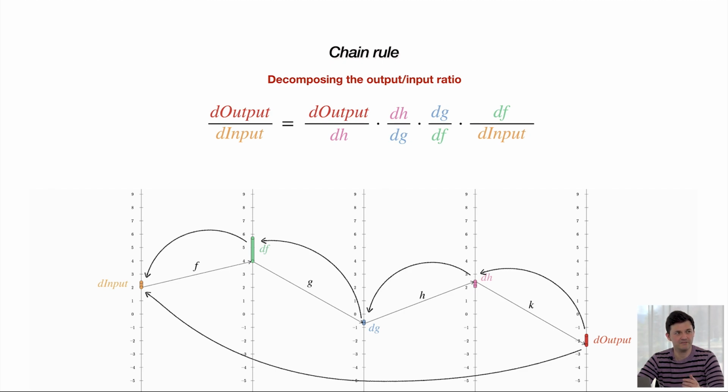Now we have 4 derivatives instead of 1, and these 4 might be much easier to compute than the one which is very complex and long. We can still get from this long expression to our original expression by simply cancelling the values, cancelling dh's, dg's, df's.